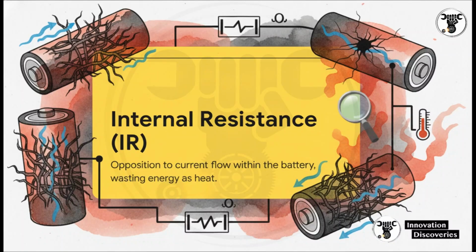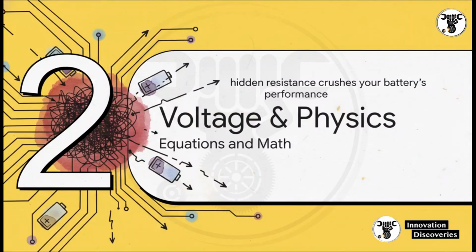To give you some scale, a fresh, healthy lithium-ion cell sits somewhere between 50 and 150 milliohms. But as that cell degrades over time, that resistance can skyrocket to well over 1,000 milliohms. And as it does, it literally wastes your stored energy as internal heat. Section 2, voltage equations and physics.